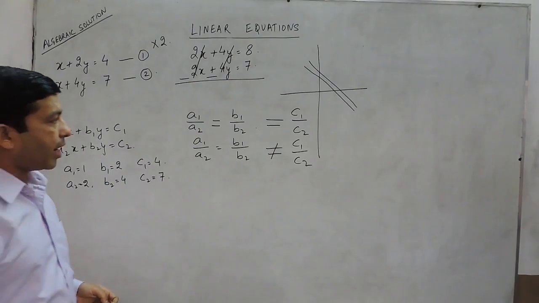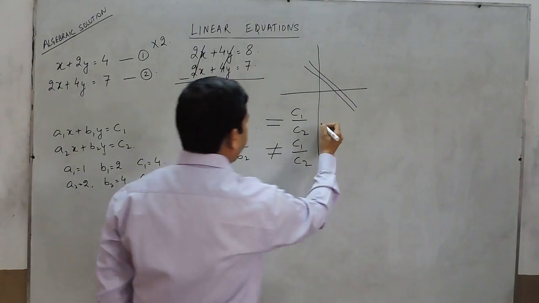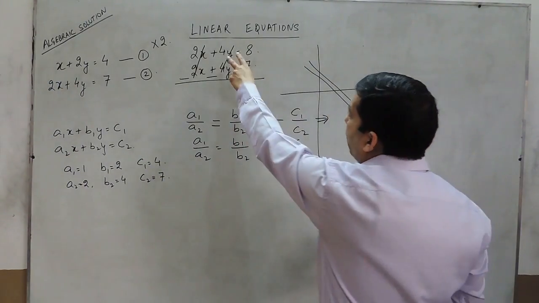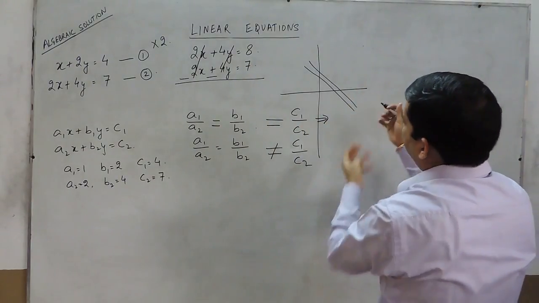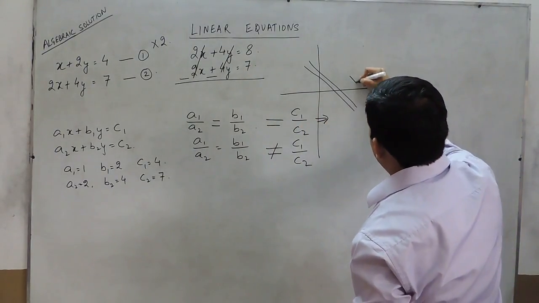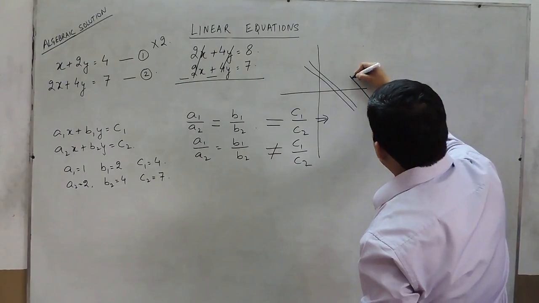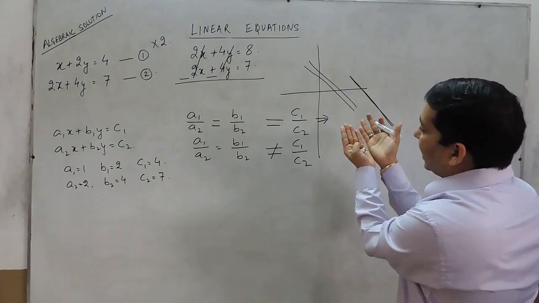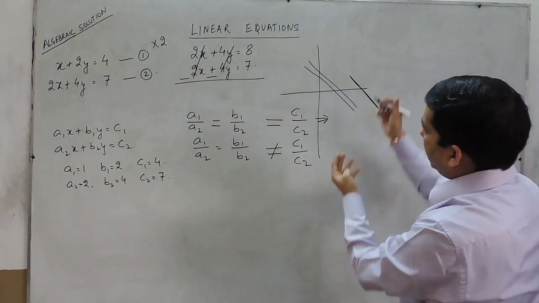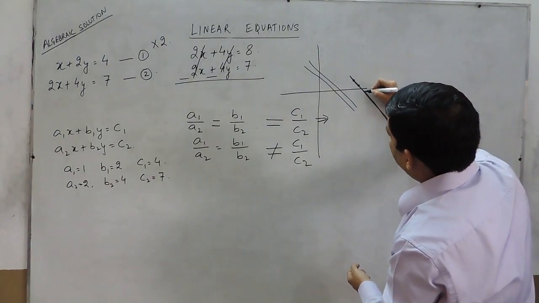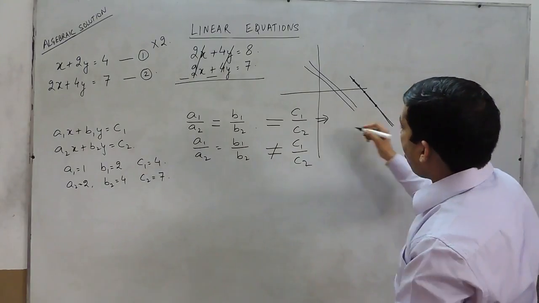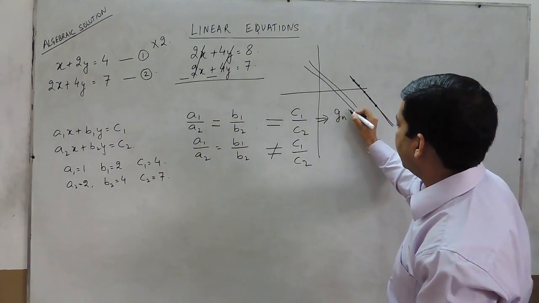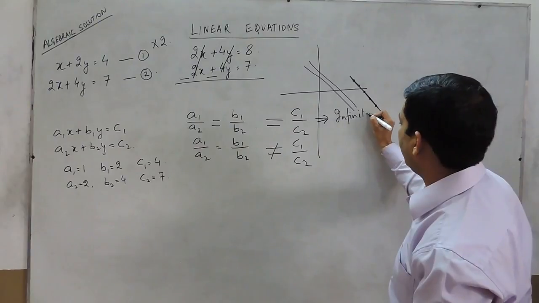If this is the first case, that means both the lines are the same, one over the other. The first line is this and the second line is also the same, over this. It means at every point the coordinates are the same. Or we can say in this case there are infinite solutions.